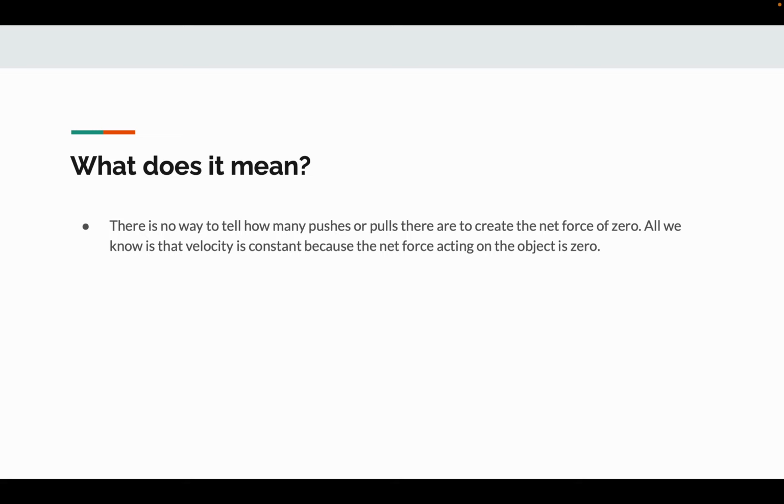Now are we able to tell how many pushes and pulls there are? Unfortunately we can't, since the net force is 0. All we know is that the velocity is constant because the net force acting on the object is 0.